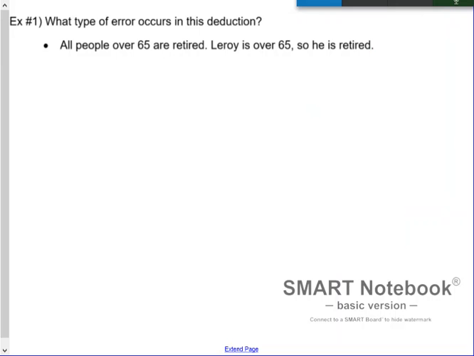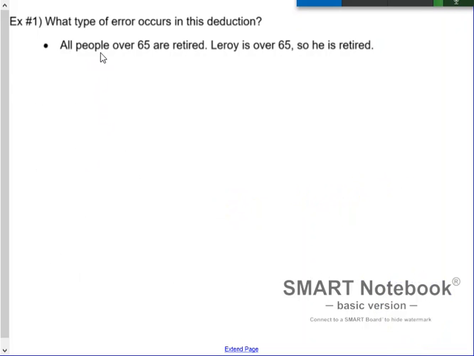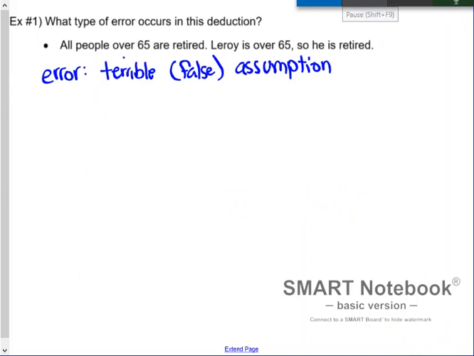Our first example asks what type of error is occurring in this deduction. All people over 65 are retired. Leroy is over 65, so he is retired. Basically, we're starting with a false assumption or a false generalization. Not everybody over 65 is retired. So our error here is a false assumption. We are starting with something that is not true. Some people over 65 are retired, but not all people over 65 are retired.